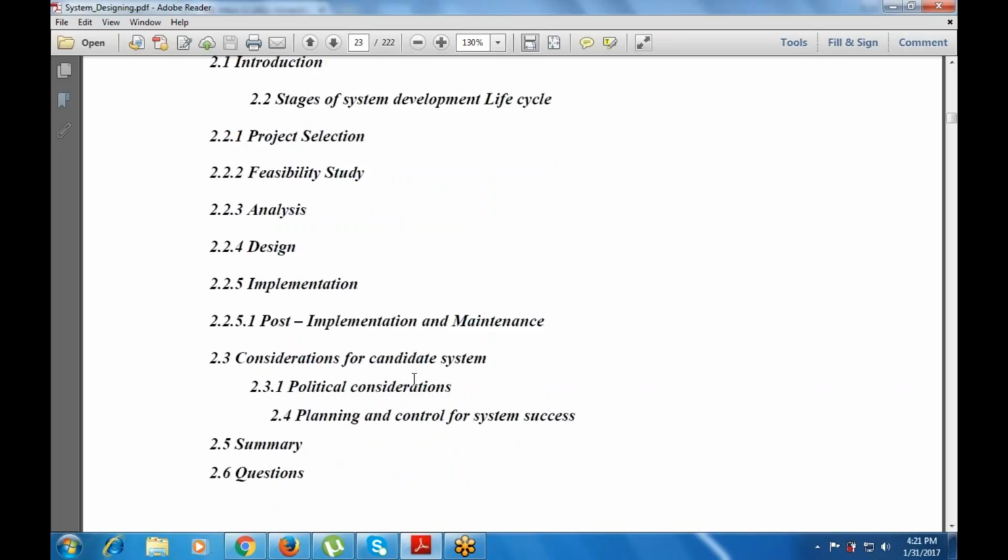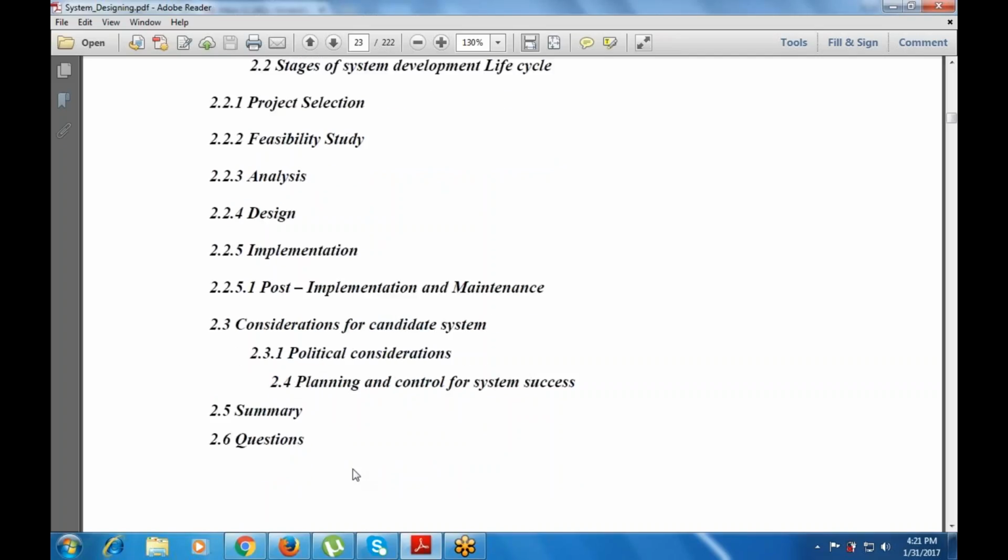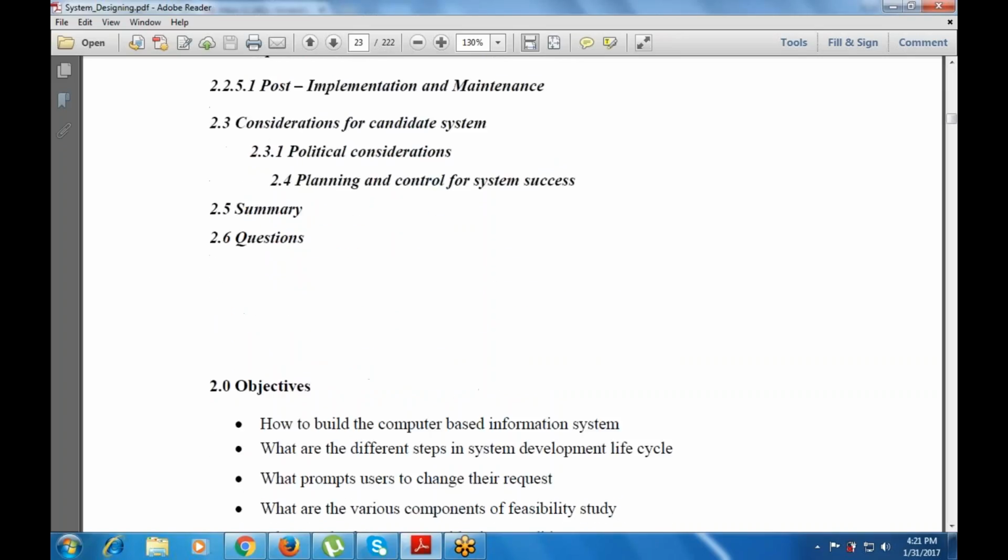And then there is a summary. The summary says that there is a candidate system available for the new system, which is used for the political consideration, with the planning and the control for the system success.